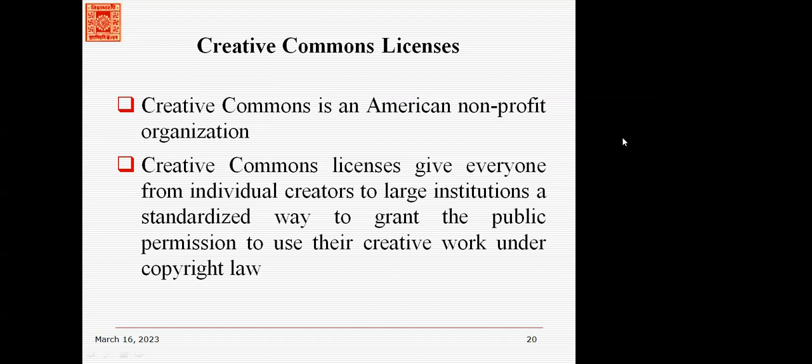Basically, Creative Commons is an American not-for-profit organization, and they introduced mainly six types of licenses known as the Creative Commons licenses. Basically, it gives everyone, from the individual creator to large institutions, a standard way to grant the public permission to use their creative work under copyright law. So it gives public permission to use creative works under the copyright law. This is Creative Commons.